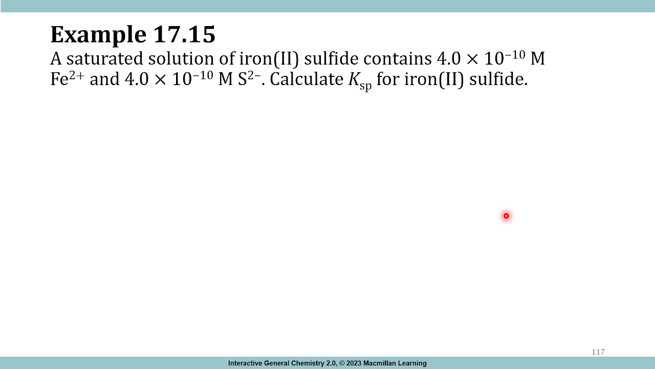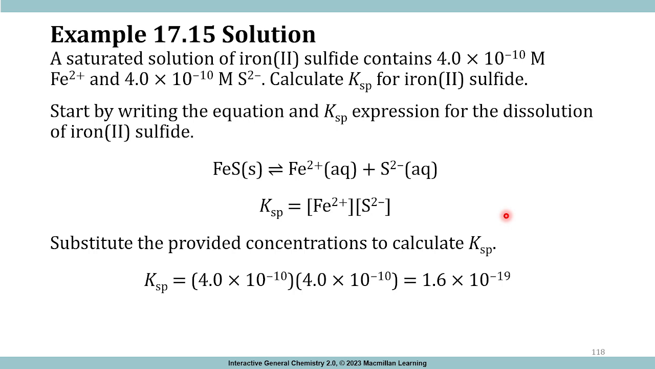Let's calculate the KSP for iron 2 sulfide. Okay, so this is just a straight up equilibrium problem, isn't it? And so we take these numbers, we're going to write out our KSP expression for our dissolution of the iron 2 sulfide. Now, this does require you to review some concepts that you started learning back in chapter 2, and you have used basically since then.